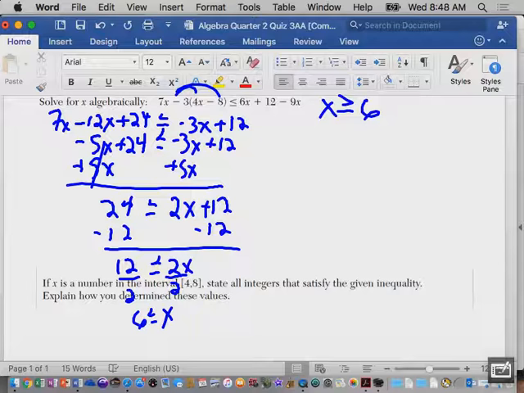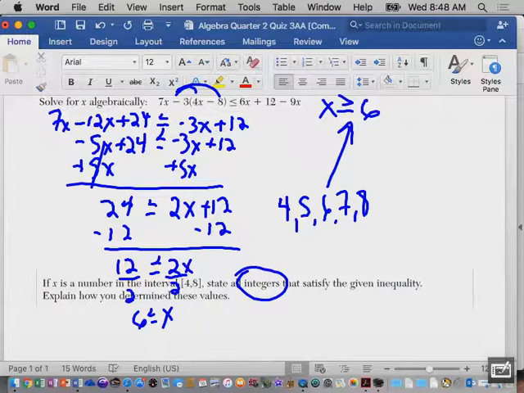The next part says, over the bounded interval, and it says the word integers. What does integers mean? Whole numbers, positive, negative, right? It says over the interval from 4 to 8, integers. And it's brackets, so it means it includes 4 to 8. Somebody tell me all the integers from 4 to 8. 4, 5, 6, 7, 8. Which of these are greater than or equal to 6? 6, 7, and 8. That is your answer.